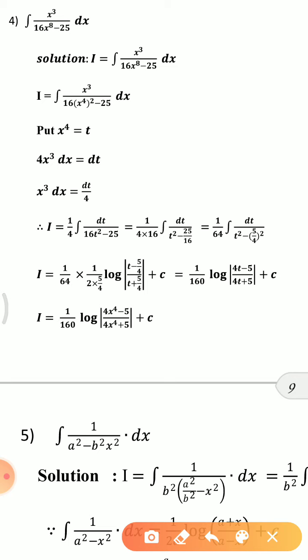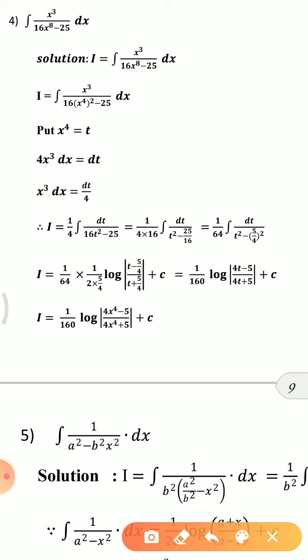Let us see question number 4. Integration of x cube upon 16 x raised to 8 minus 25 dx. See the solution. We assume I is equal to integral of x cube upon 16 x raised to 8 minus 25. Here the higher powers are x raised to 8 and x cube, so it is not possible to find it directly.